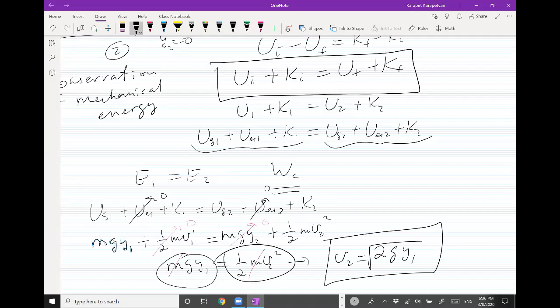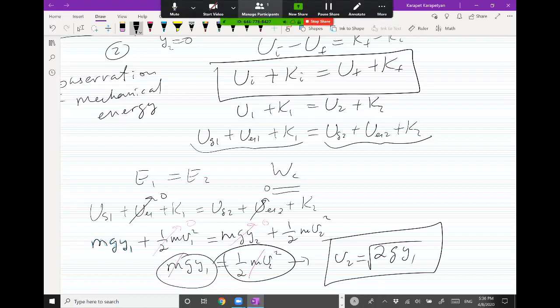I don't need to know any forces between them, any acceleration, and so on and so forth. Just energy at point one compared to energy at point two, and I'm able to calculate how fast it's moving when it hits the ground. All right, so those are the things we can do when we're considering this energy approach.